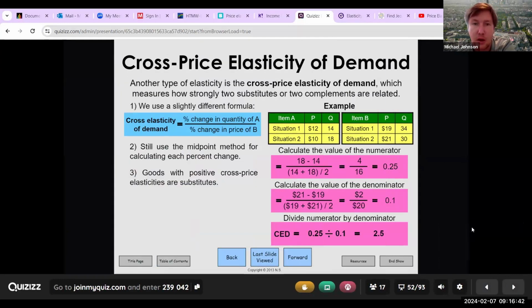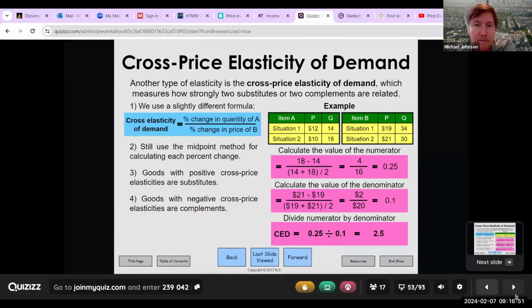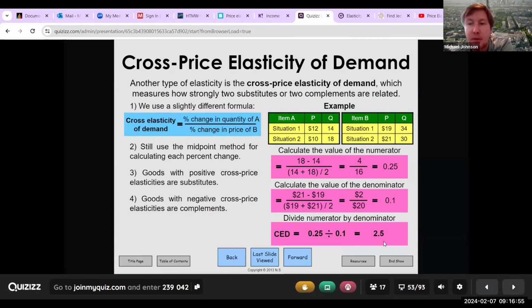Yes, exactly. Goods with positive cross-price elasticities are substitutes. So in this case, these would be substitutes, so you could substitute one for the other. And goods with negative cross-price elasticities are complements. This one would be substitutes because it's 2.5, which is positive.